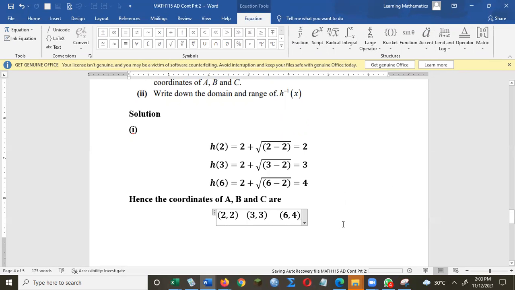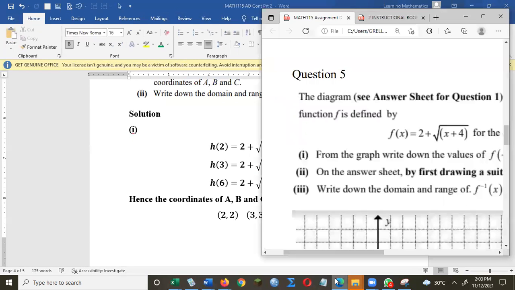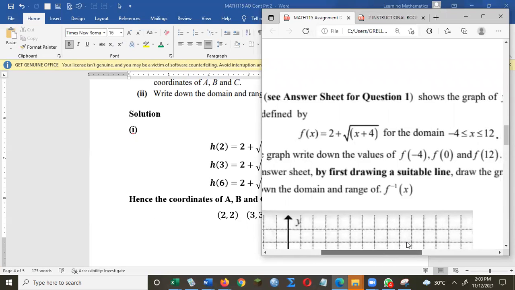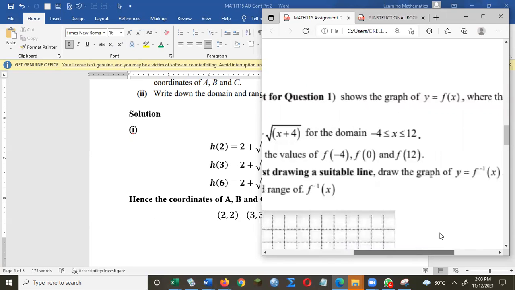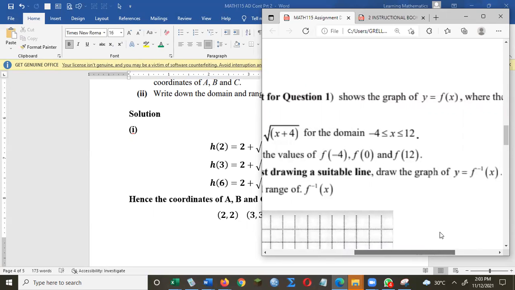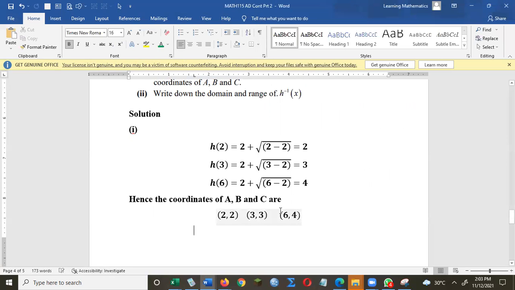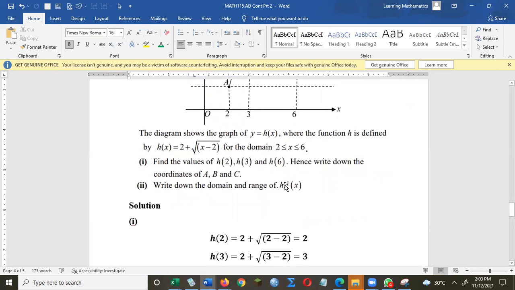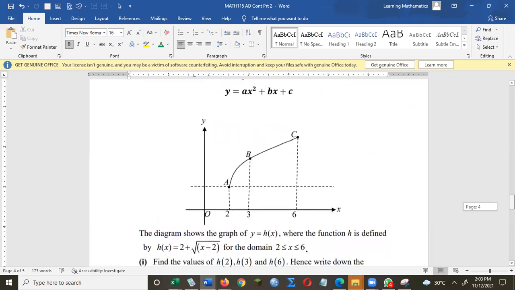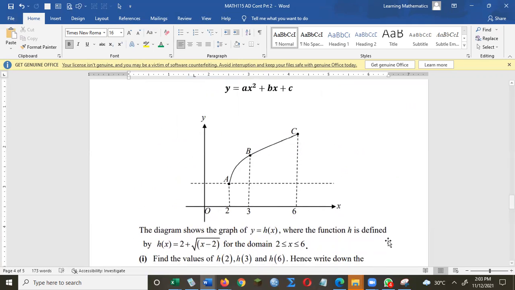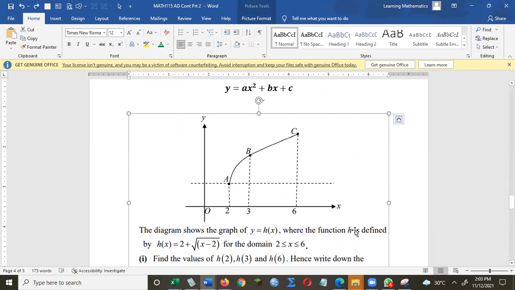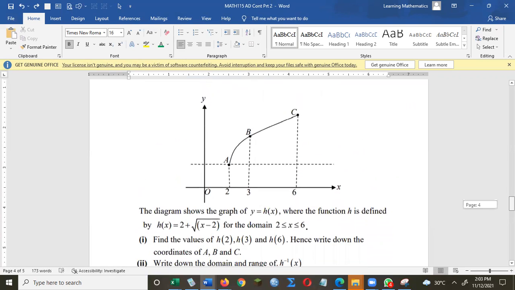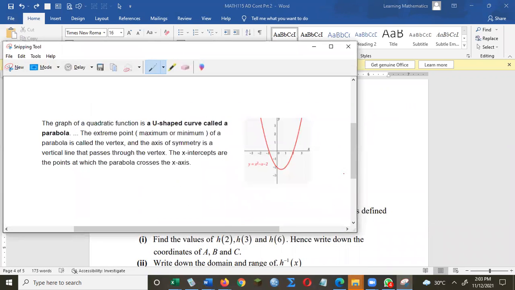Number 5 part 2 now says to draw a suitable line, then draw the graph of y is equal to f inverse. So we're going to leave that part still, and we're going to answer that question. Although our example does not have the question, we're going to answer it. Now look at what we're going to do.